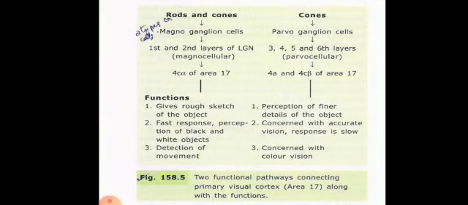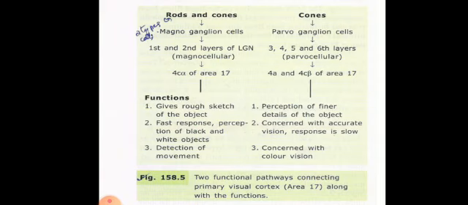Now let's have a look at this picture. You can see two functional pathways connecting the primary visual cortex, which is area number 17, and their functions are also described. On the left side you have the rods and the cones, and on the right side you can see what happens with cones.